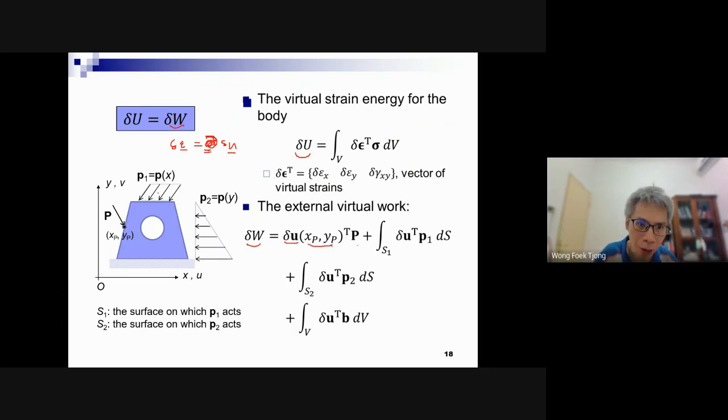How about the contribution of the distributed force on the top face? Okay, that's the work of this one, right? Along this surface. So the work of this stress or this traction force is T1 times delta U integrated over the surface. Which surface? S1. What is S1? S1 is the surface on which T1 acts. Yes? You want to say something?